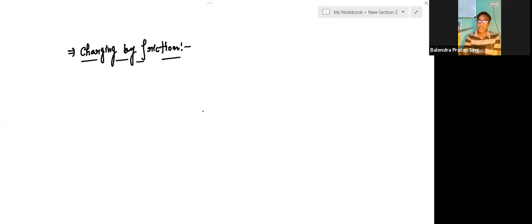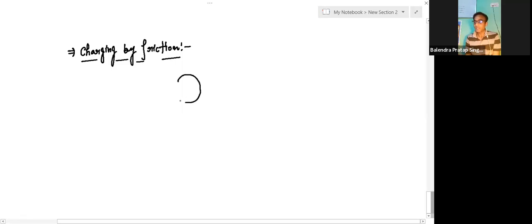All of you have also already done these kinds of experiments. These are called frictional electricity. Frictional electricity means that by rubbing a body, when it gets charged, it attracts another body. So this is what we call charging by friction.